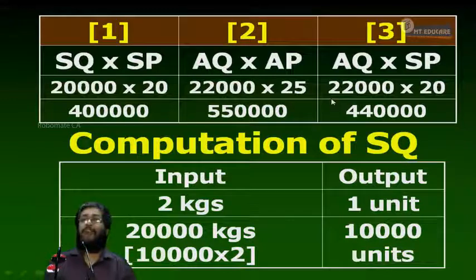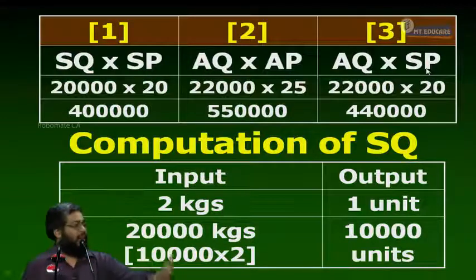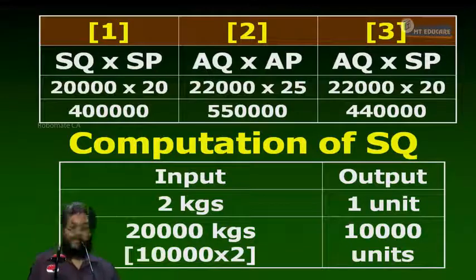Now, what is the formula for price variance? 3 minus 2. Very simple. Column 3, column 2 is there or not? The difference between column 3 and 2 is due to quantity or price? The quantity is the same. The difference is only price. Here 3 minus 2 is price variance. Yes or no?